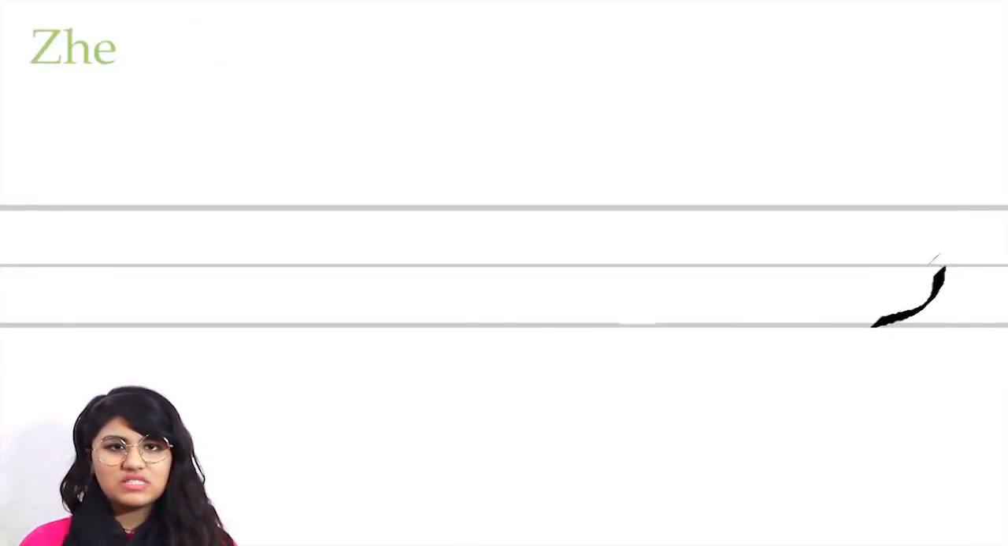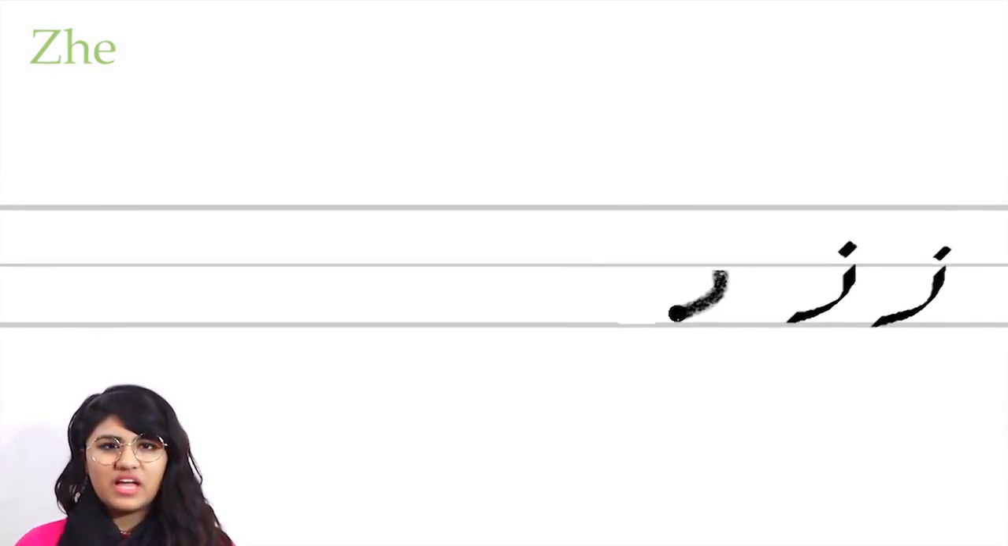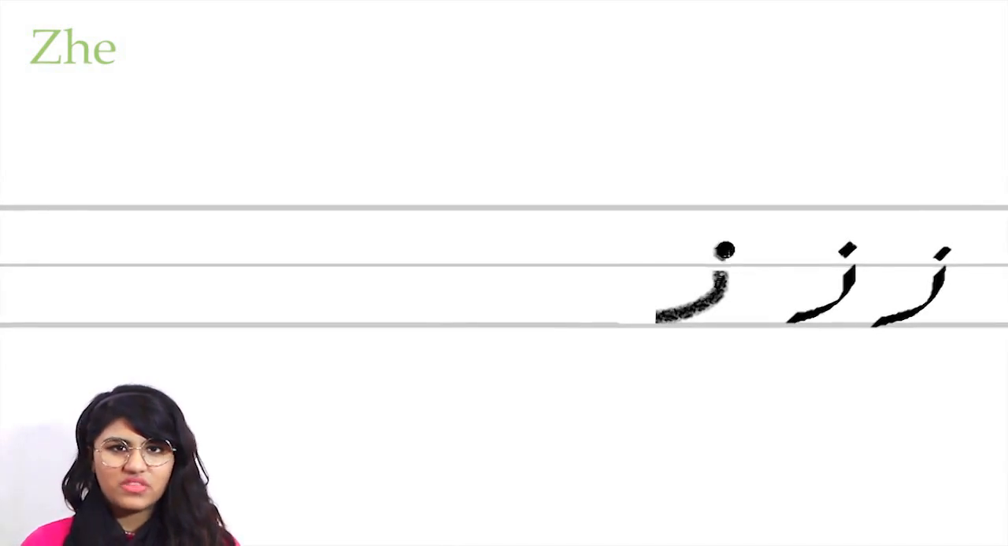Next is Ze. You're gonna make the same slide, dot on top. So Zal and Ze both have one dot. So slanted line and then curve with a dot.